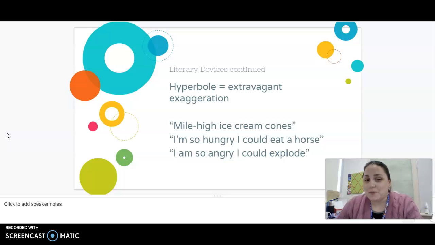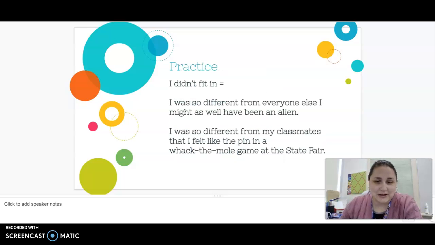So, for example, mile high ice cream cones. Ice cream cones aren't literally a mile high, but they're really high, and we know that they're very high. I'm so hungry I could eat a horse. Well, you're not gonna eat a horse. That's kind of crazy, but I'm so hungry means in this instance, you're really, really hungry. I am so angry I could explode. Well, you're not going to combust. So you're obviously just really, really angry. So hyperbole, extravagant exaggeration. These ones are always kind of fun to work on.